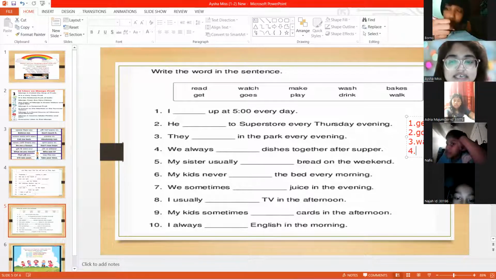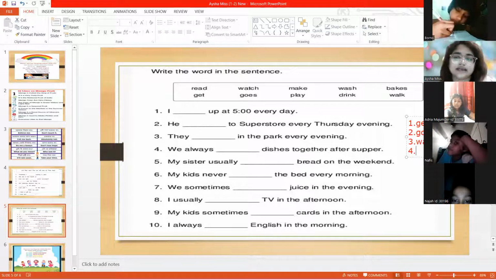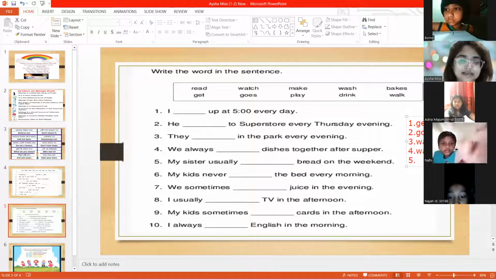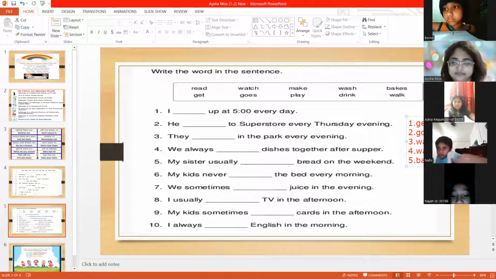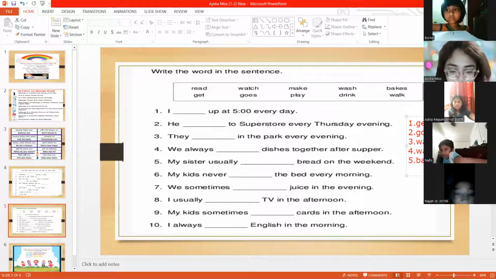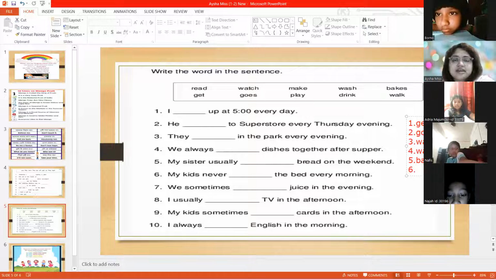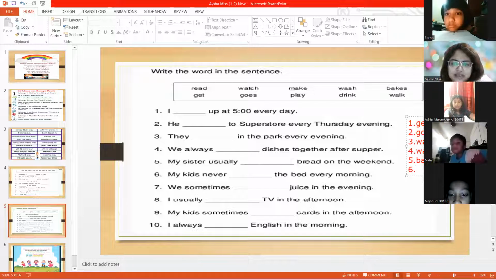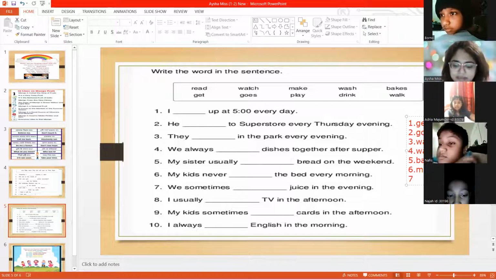Okay, we always wash dishes together after supper. What will it be? Wash. My sister bakes. Bake. Number 6, my kids never make the bed every morning. Read, watch, get, make, wash, bake, make. Let me see whether number 7, make, can be done. We sometimes drink juice. Drink will be it.